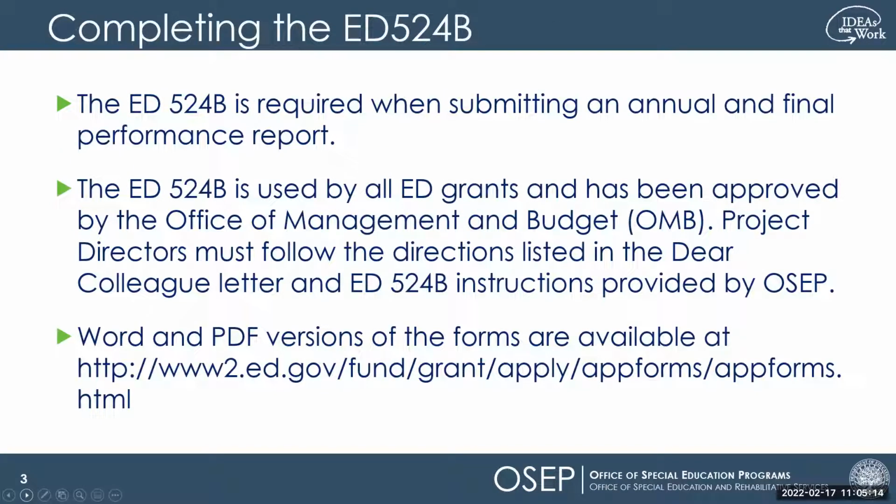The 524B form is used by all Ed grants and has been approved by the Office of Management and Budget, OMB. Project directors must follow the directions in the Dear Colleague letter and Ed 524B instructions provided by OSEP. An email is typically sent out in January or February about the annual report.